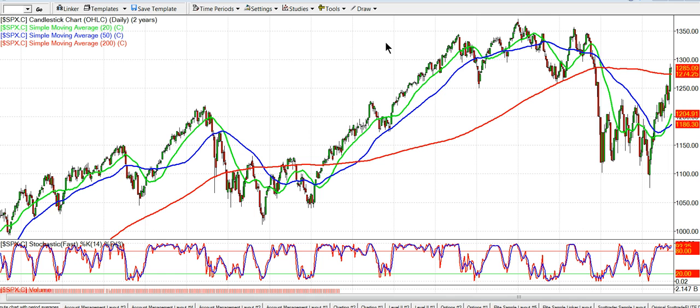Now, this first chart is the daily chart of the S&P, and your red line here is what they call the 200 period moving average. The 50 period moving average is in blue, and the green is the 20 period moving average.